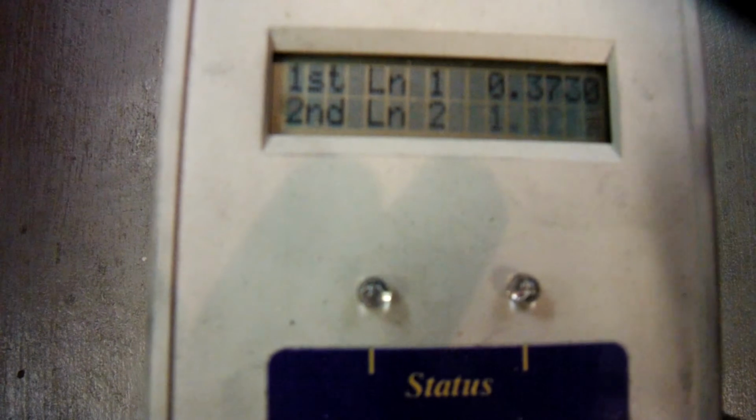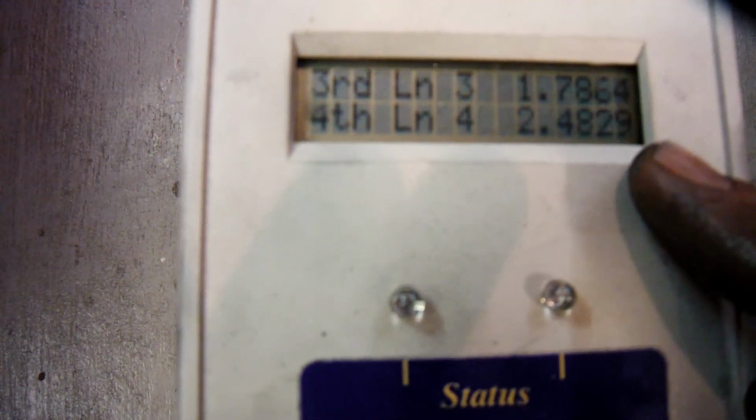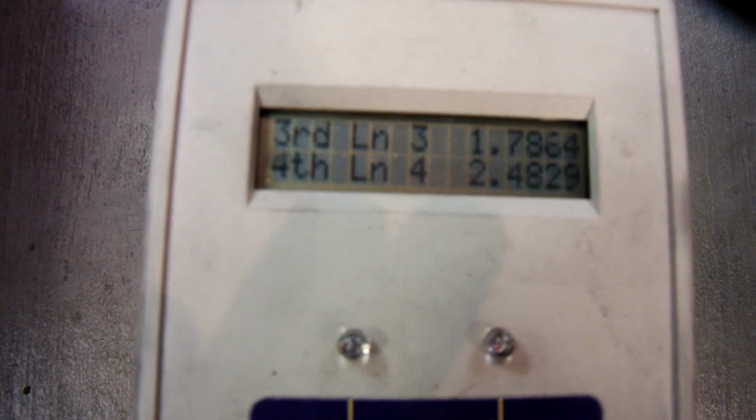2.4829. I can usually tell, I've done so many of these, I can just look at the drop, look at the first two lanes, and know what that last time is going to be, the final time. 2.4829, good car.